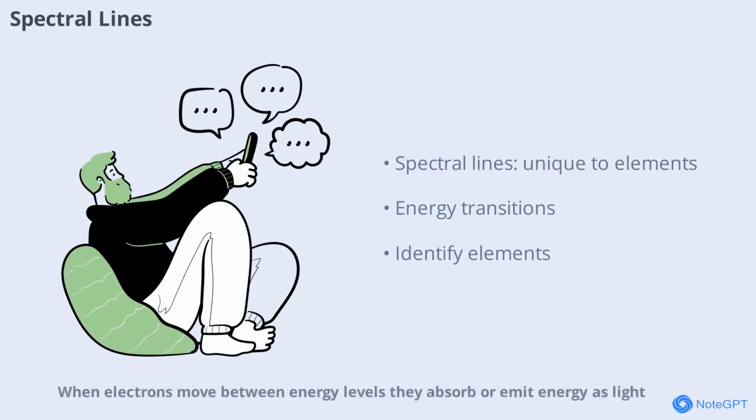When electrons move between energy levels, they absorb or emit energy as light. This process produces spectral lines which are unique to each element. By studying these lines, scientists can determine the electronic configuration of atoms and identify elements in stars and distant galaxies.